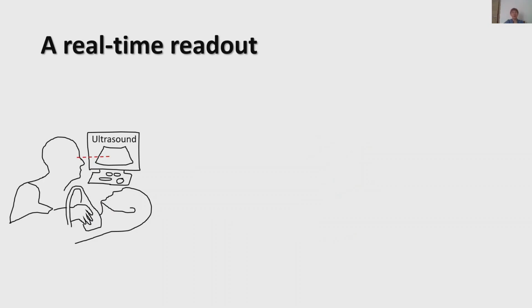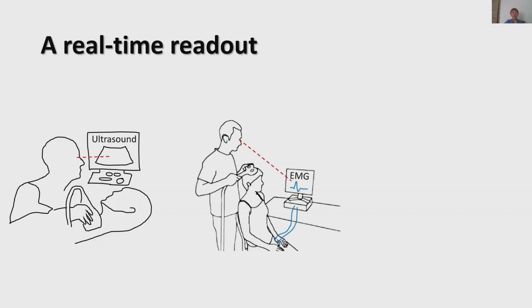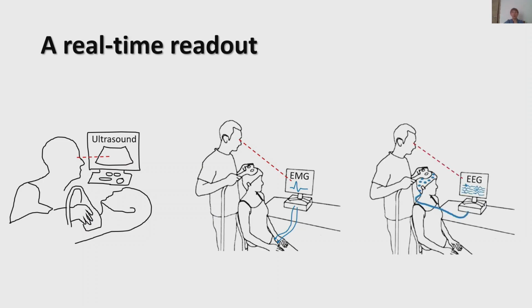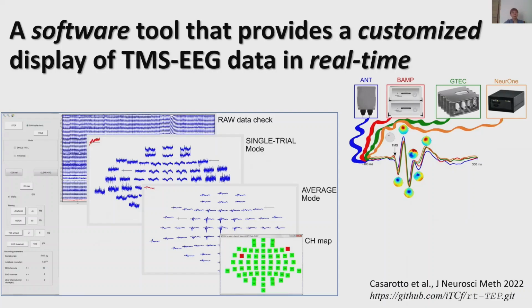This approach is routinely applied in the clinics by ultrasound operators when measuring a target organ. A similar approach, implying a real-time adjustment of TMS parameters, is also applied to collect motor evoked potentials from peripheral muscles. We propose to apply this approach to TMS evoked potentials too. To this aim, we recently developed a software tool that provides a customized display of TMS-EG data in real time.